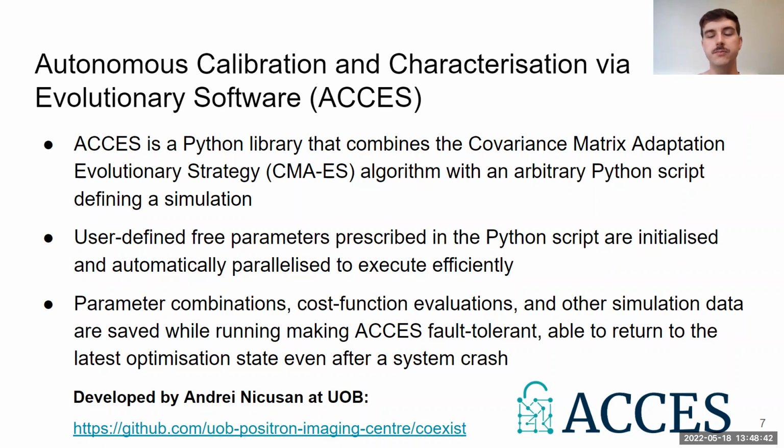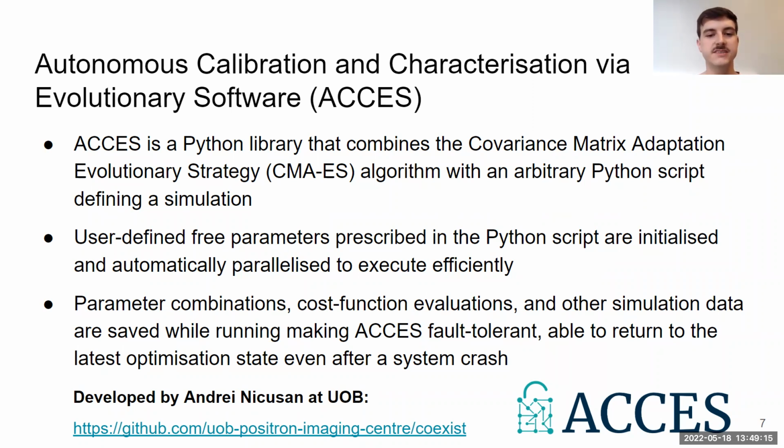So we take free parameters of our gate simulation, some parameters within our digitizer, and we say to ACCESS, these are the parameters that you can edit and change, and to launch simulations with a range of different values for these parameters. ACCESS will launch them in parallel and evaluate the cost function after they're all finished, figure out what simulations perform better than others, and then relaunch new simulations for the next generation.